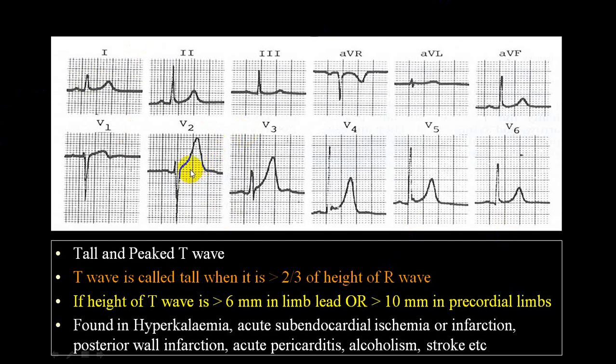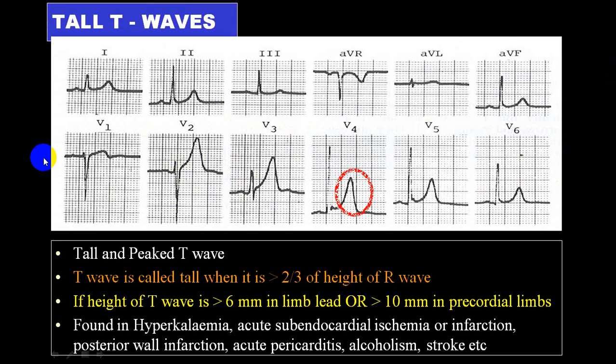Again, you can see here there is a tall T wave. It is taller than the R wave. This is longer than the second half, asymmetrical, broad base, in favor of ischemic heart disease, or we call it hyperacute T wave of acute myocardial infarction. You must differentiate this from the other condition, that is hyperkalemia.